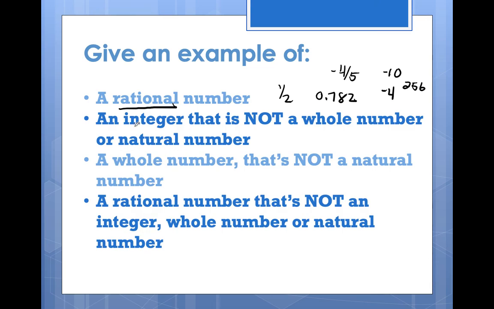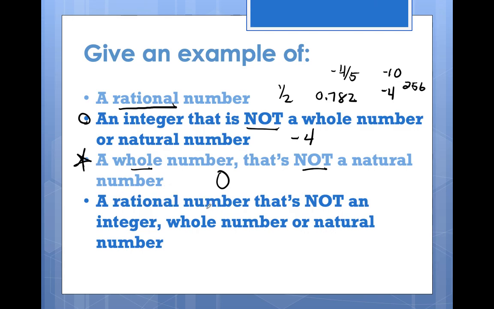For the second one, an integer that is not a whole number or natural number would be something like -4. So a negative number with no decimals, anything like that would work for number 2. For the third one, a whole number that is not a natural number, there is only one answer for this one, and that is 0. Every other whole number is also a natural number. So 0 is the only possible answer for number 3.